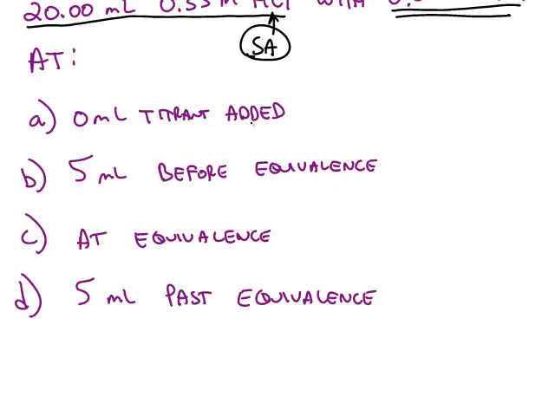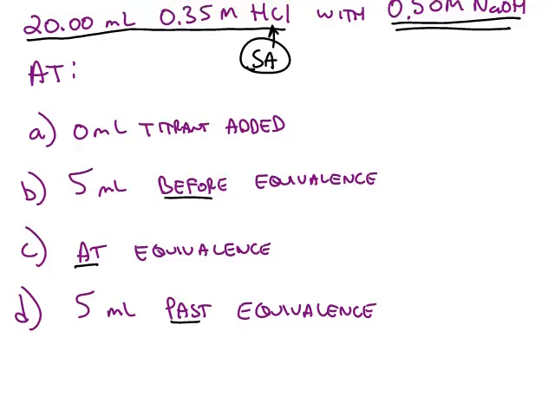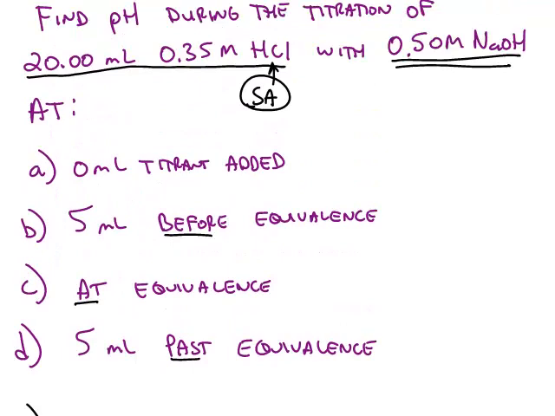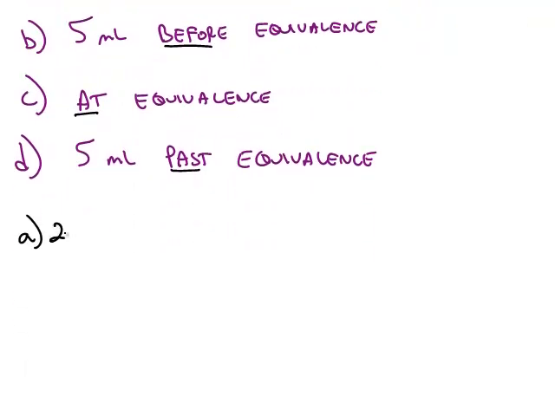At the start of the experiment, before we get to the equivalence point, at the equivalence point, and past the equivalence point. So, to calculate the pH at point A, 0 milliliters of titrant added. The only thing we have in this solution is 20 milliliters of 0.35 molar hydrochloric acid.